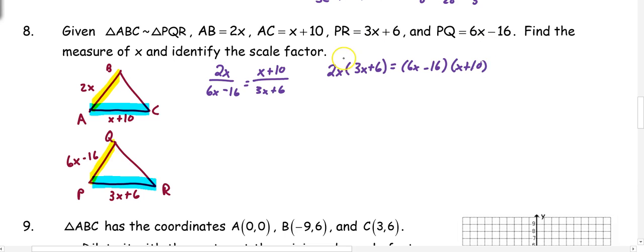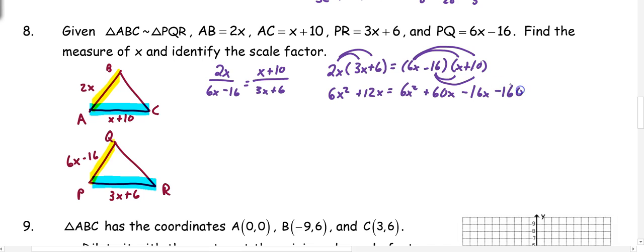So on the left-hand side, I'm going to distribute the 2x to both terms, and I get 6x squared plus 12x equals, and I'm going to distribute over here, so 6x times x is 6x squared. 6x times 10 is 60x. Negative 16 times x is negative 16x. And negative 16 times 10 is negative 160. So when I combine like terms, I get 6x squared plus 12x equals 6x squared plus 44x minus 160.